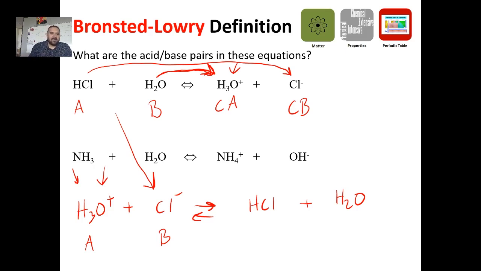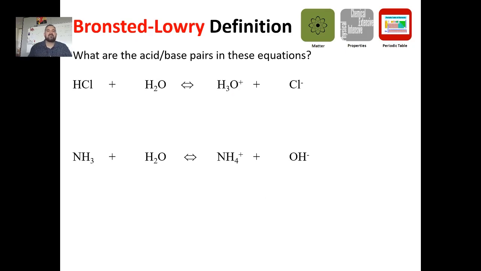So I'm going to go ahead and clear this page, and I want you guys to write the next one, and I want you to answer it. So acid, base, conjugate base.